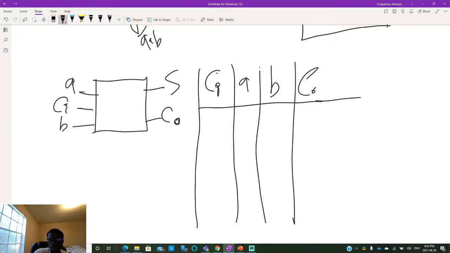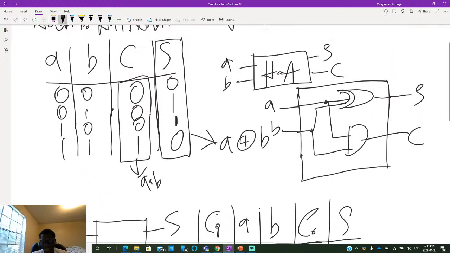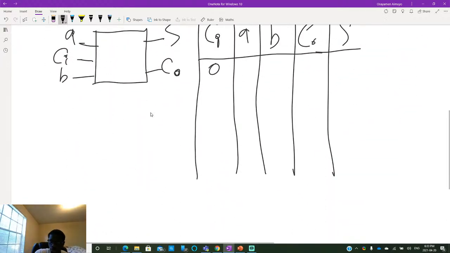So you have carry out and sum. Let me just quickly look at the chat if anyone has a question. Okay, no questions yet. So it's basically the same thing. The first four should be the same as the half adder in terms of the truth table.